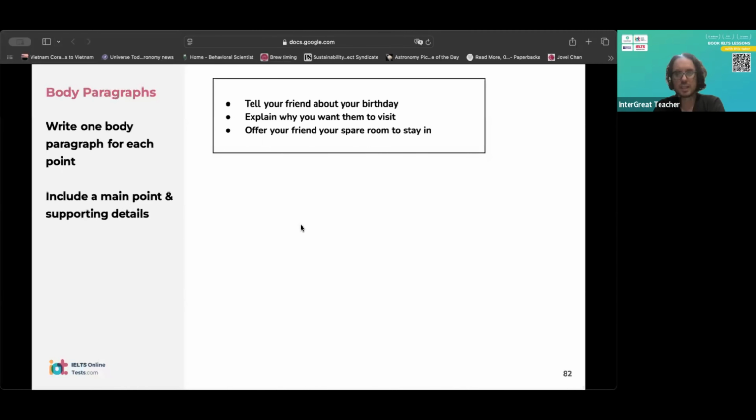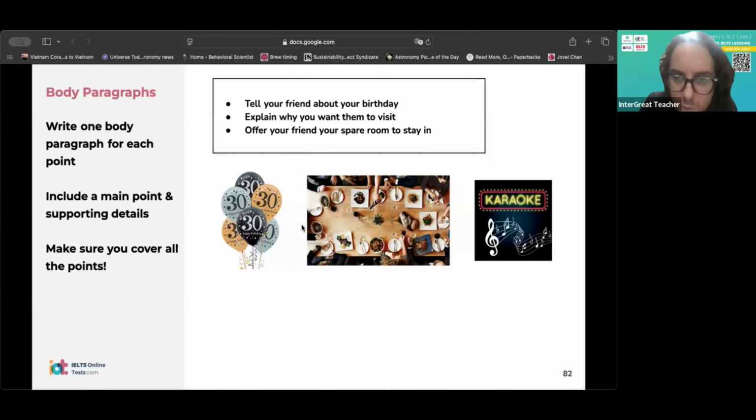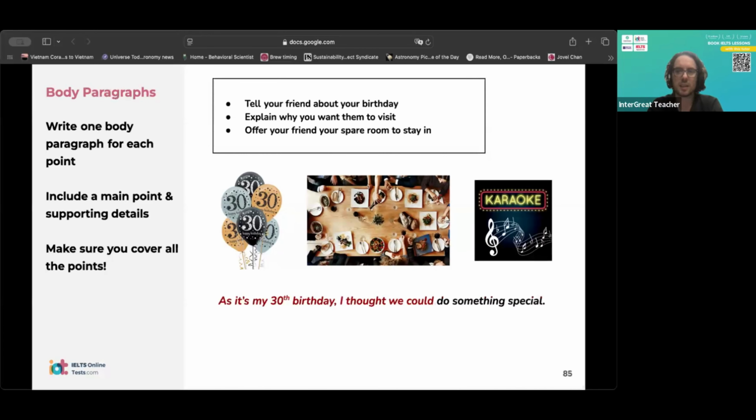The first part we are addressing, tell your friend about your birthday. So we have some ideas here on the board, and the first one is 30. We have a dinner party and we have karaoke. So when those ideas come to our mind, how could we write them out? Well, we could say something like this.